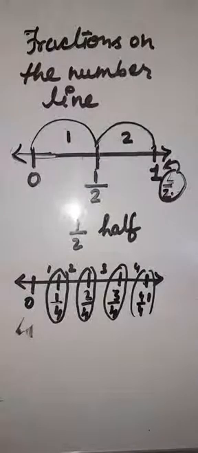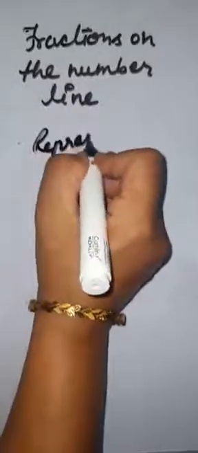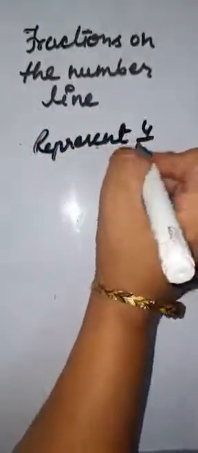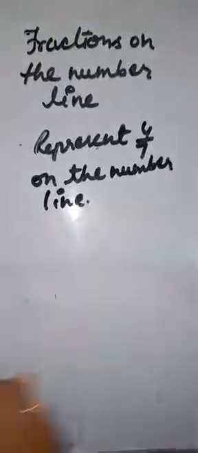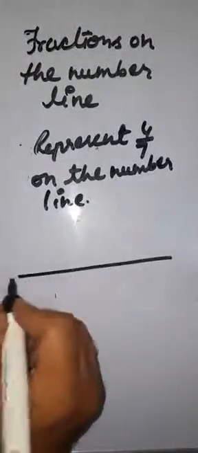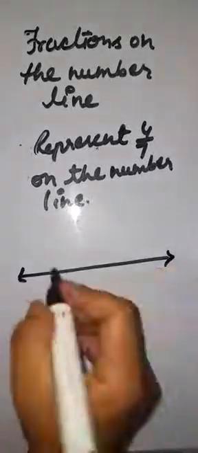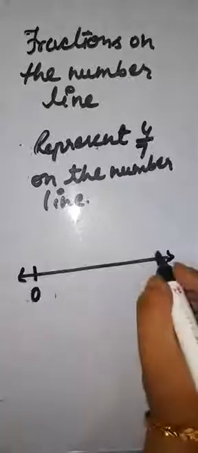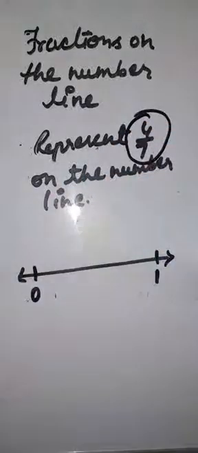Let's take an example: we have to represent 4 out of 7 on the number line. Alright children, we will first draw the number line here. Mark 2 arrows because you can extend this line on this side and this side also. Now mark 0 here and 1 here. Now what fraction do we have to represent? That is 4 out of 7.